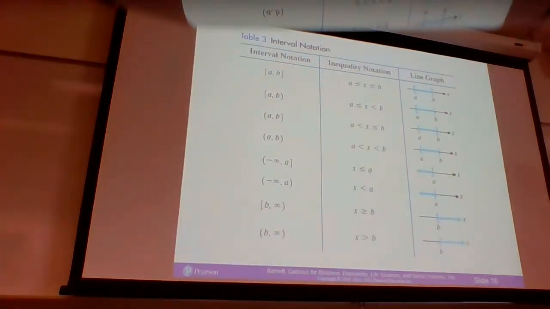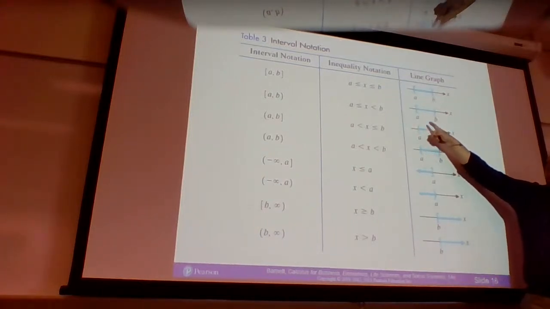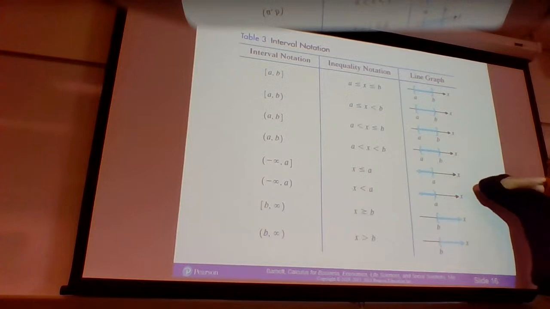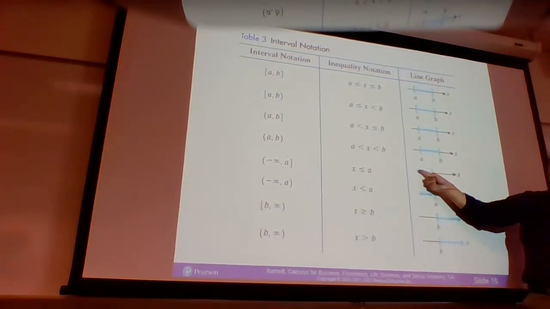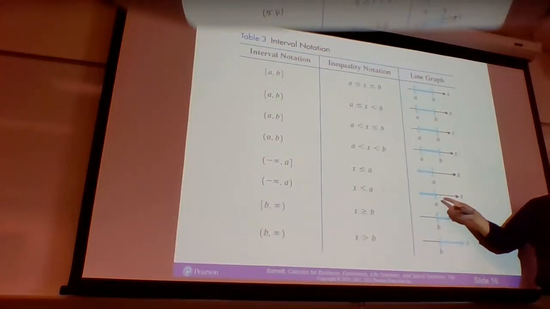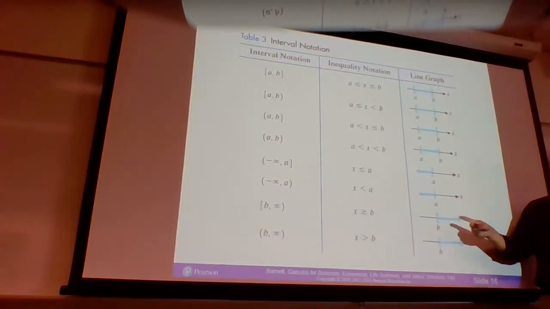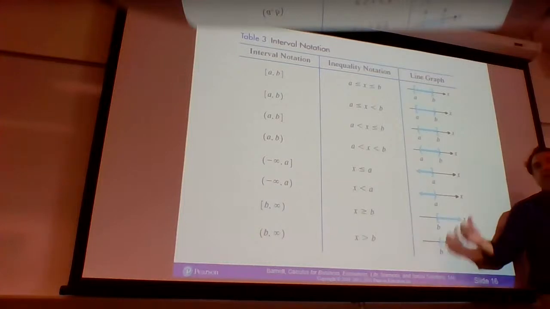That's inequality notation, and then you may or may not have seen the line graph. A to B included, bracket, shade everything between. A is included, bracket, B not included, parenthesis, all the way down. If you want to show to negative infinity, you kind of fill in the line to say it keeps on going. A is included, bracket. A not included, parenthesis. If B is included, bracket, positive infinity, you shade all the way in. Parenthesis, not included, all the way to the right.